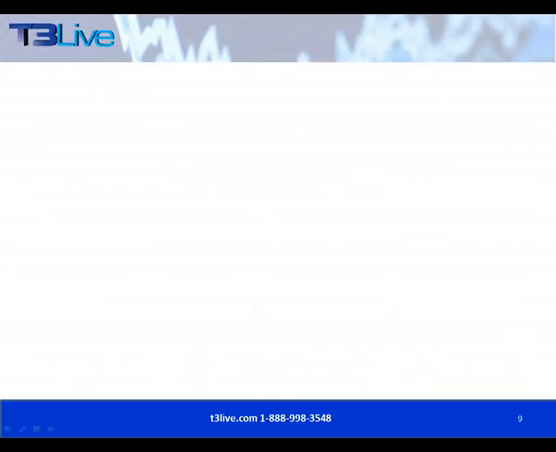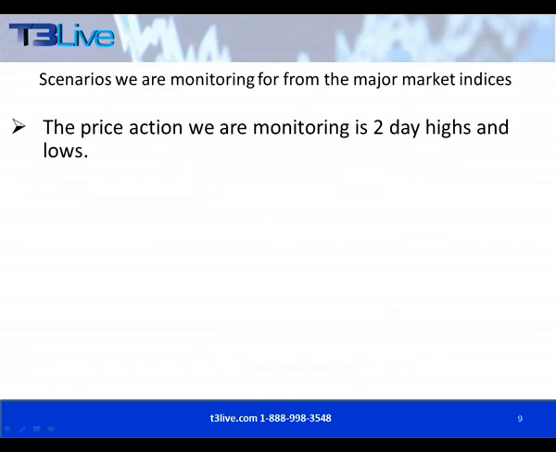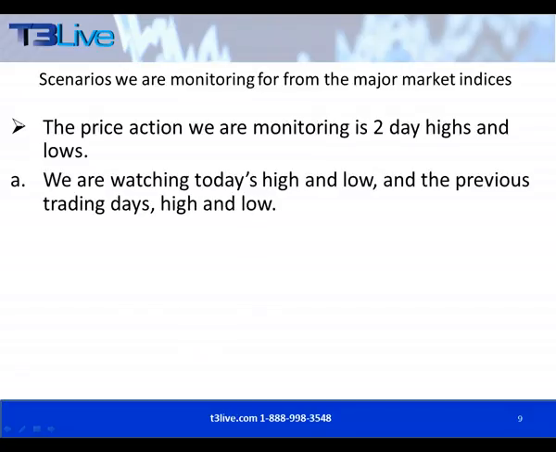Very, very important. All right, so what we're monitoring for here on a short-term basis, and this also works on longer-term daily and weekly charts, is essentially looking at significant reference points. I'm going to talk about the most recent ones here that we watch on a day-by-day basis, but you can extrapolate it out to daily and weekly charts. So the price action for a short-term active trader like myself is we're monitoring for 2-day highs and 2-day lows. So in other words, you have yesterday's price action and today's price action as it's unfolding to make it very, very clear. So what we're looking for is today's high and low and the previous trading day's high and low.